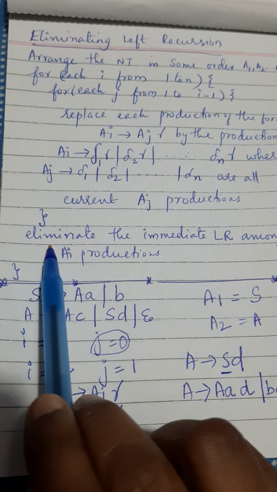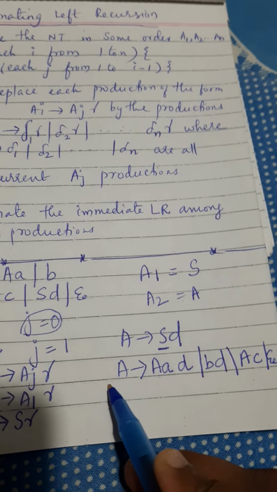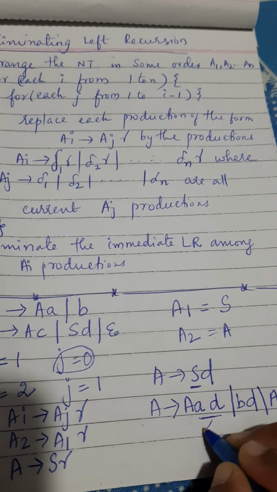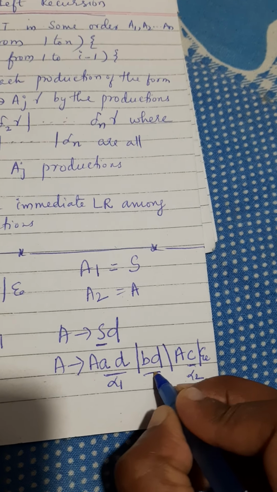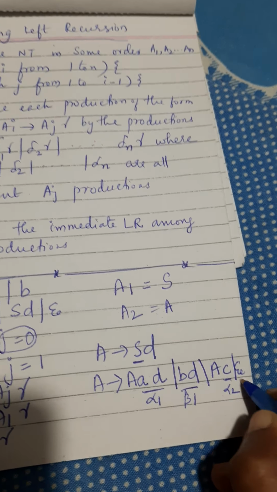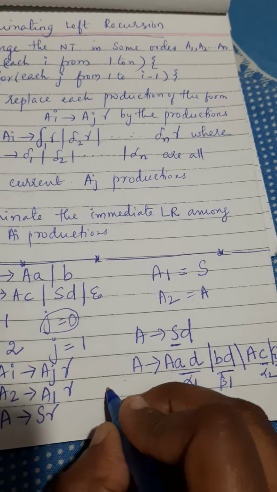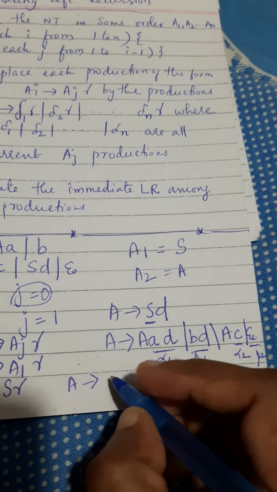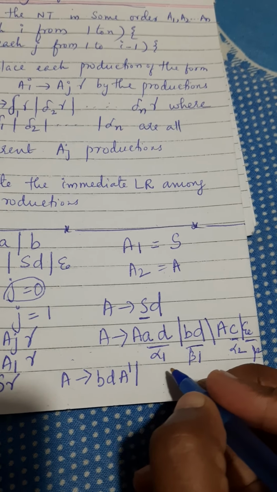Then you will come out of the inner loop and eliminate the immediate left recursion. So do you have immediate left recursion? Yes: A derives A A D and A C. Here this is alpha 1 and this is alpha 2. Two other productions are there which do not start with A, so this is beta 1 and this is beta 2. So how are we going to eliminate the left recursion from here? We will write A derives beta 1, which is B D followed by A dash, and the other one is epsilon, that is, epsilon followed by A dash.